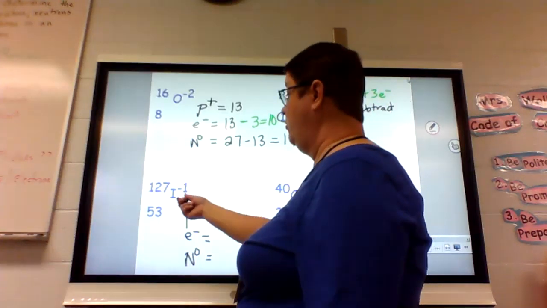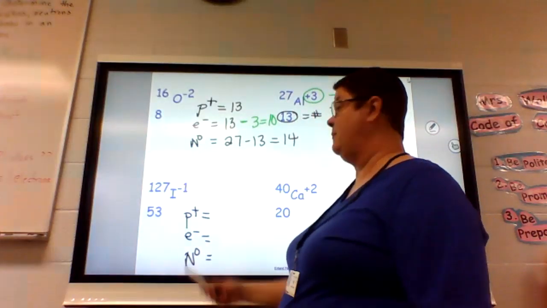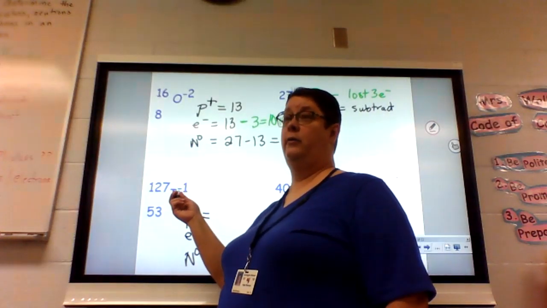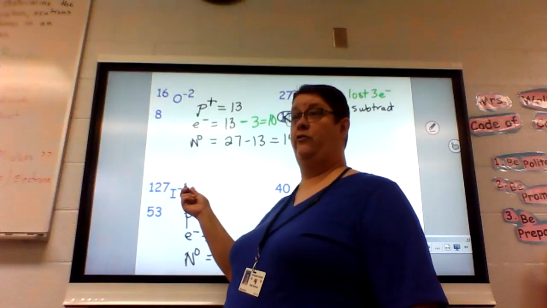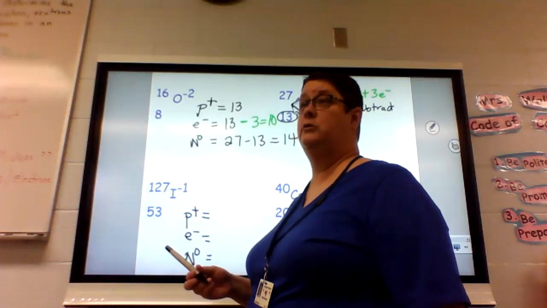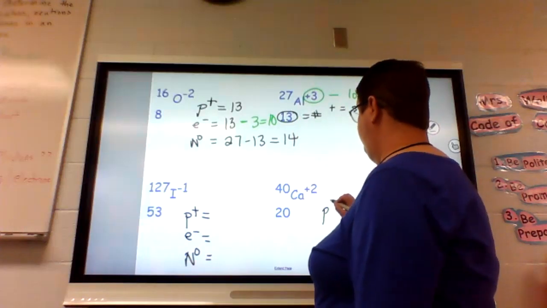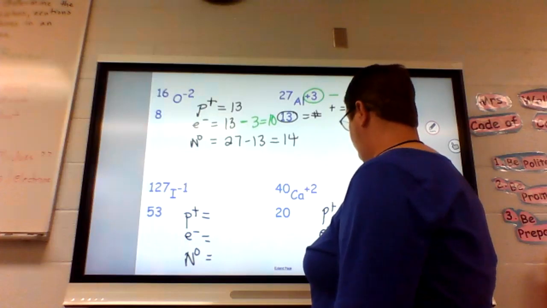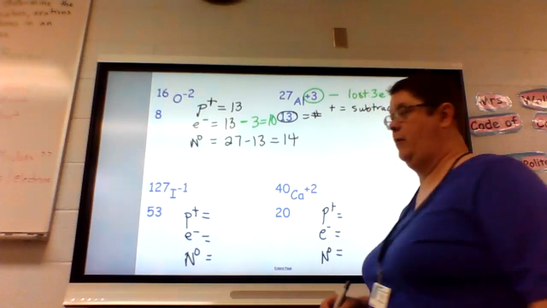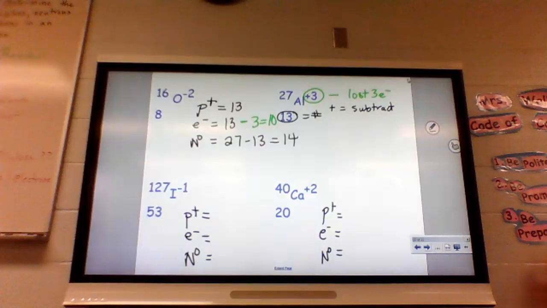But I only do it for electrons. So this minus means what? I gained one. I added one. So I'm only going to do it for electrons. I'm not going to do it for the protons or the neutrons. All right. Find me protons, electrons, and neutrons.